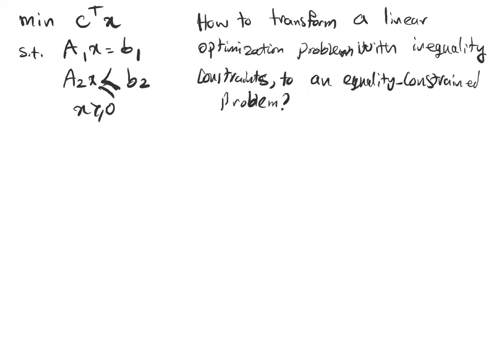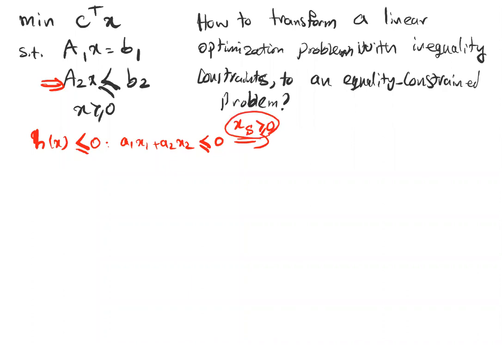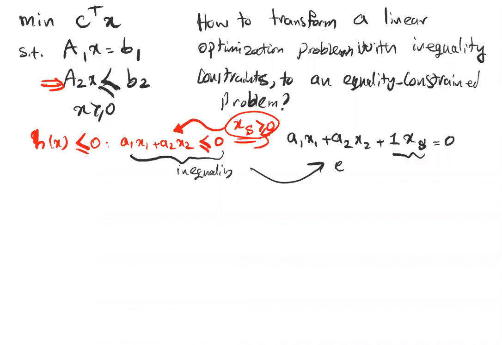All right. In order to answer this question, we are going to use slack variables. Slack variables are going to be added to each of these inequality constraints. Let's say you have inequality constraint h of x is less than or equal to 0, so it's a1 x1 plus a2 x2 less than or equal to 0. In order to make this an equality constraint, I'm going to define a slack variable. Let's say I call it xs. This is a positive value. So if you add this slack variable to the left side of this inequality, you can guarantee that you can transform it to an equality constraint: a1 x1 plus a2 x2 plus 1 multiplied by xs is equal to 0. So this slack variable is a positive value that helps transform this inequality constraint to an equality constraint.